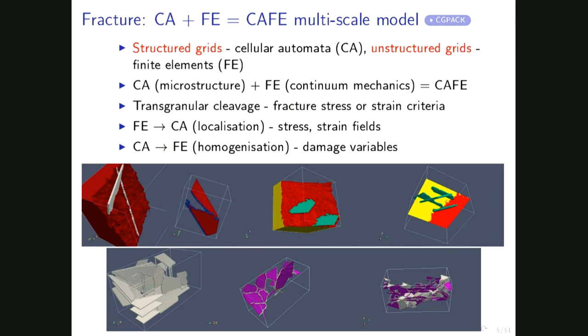Fracture on the fine scale is encapsulated in a set of scalar damage variables. And below, you see a range of CAFE simulations on the cellular automata scale, showing polycrystal grains and grain boundaries and cracks propagating through the grain boundaries and across grains and merging micro cracks into an emerging macro crack.